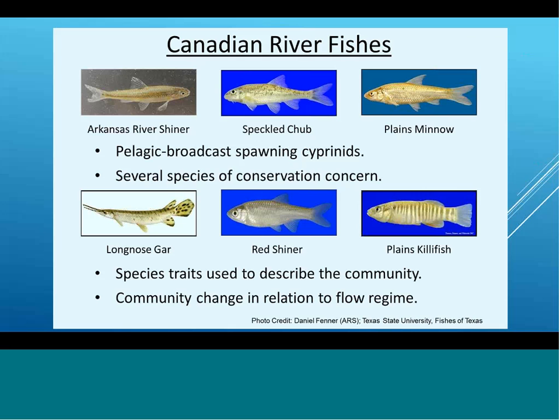One of the things that we wanted to do was slightly move away from looking at taxonomic distributions of species and look at species traits to describe the whole community, and also look at community change in relation to the flow regime. So, next slide.